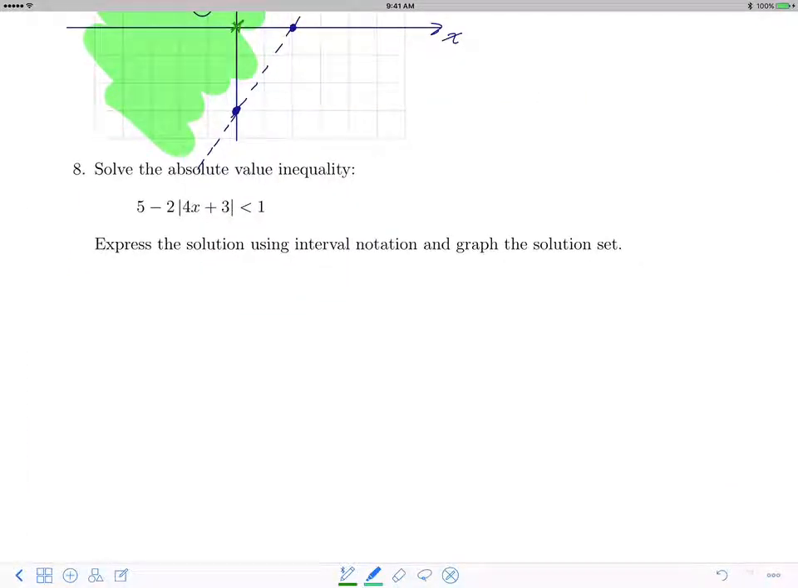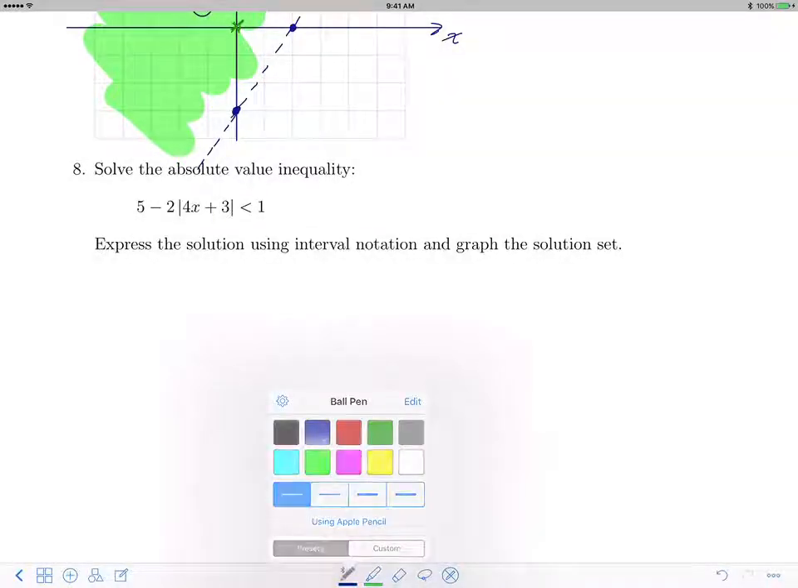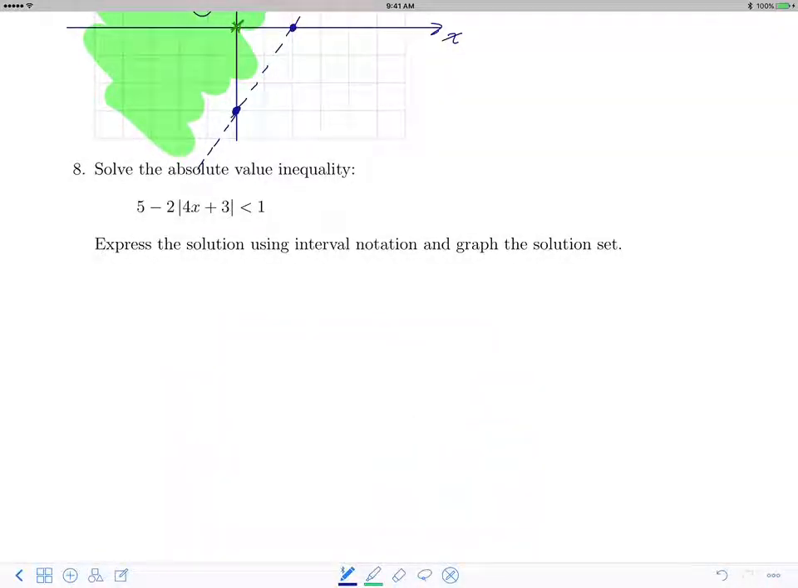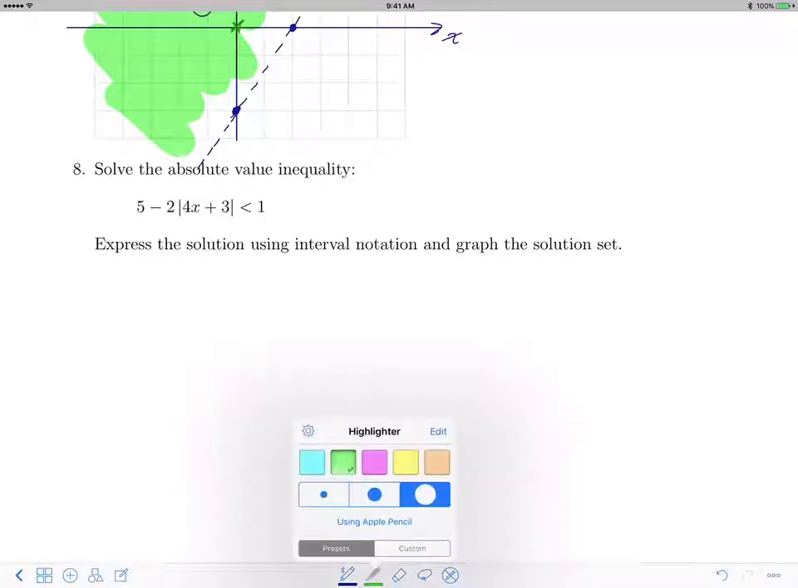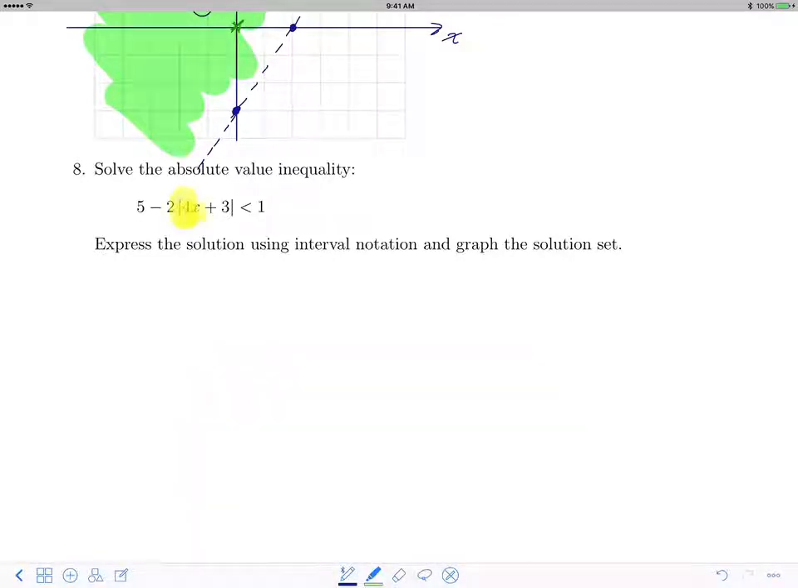In number 8, we have to solve an absolute value inequality. Now the key is to isolate the absolute value portion. The absolute value portion is this part here, without the 2. Now a common mistake here is people just subtract 5 minus 2, which is wrong because it doesn't follow the order of operations. There's a multiplication here, so you can't do the subtraction.